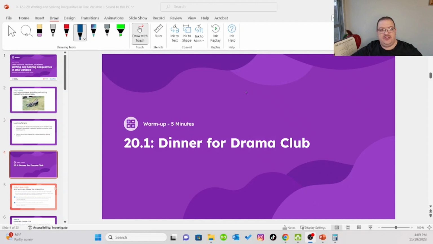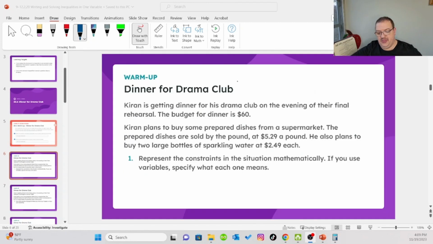Our warm-up today is 20.1, Dinner for Drama Club. It says Kieran is getting dinner for his drama club on the evening of their final rehearsal. The budget for dinner is $60. Kieran plans to buy some prepared dishes from a supermarket. The prepared dishes are sold by the pound at $5.29 a pound. He also plans to buy 2 large bottles of sparkling water at $2.49 each.